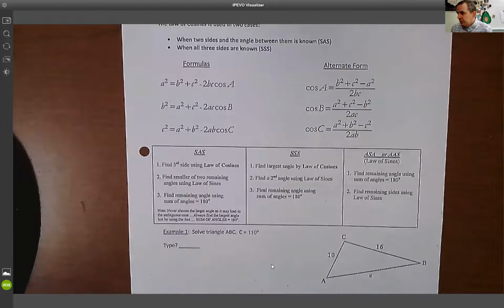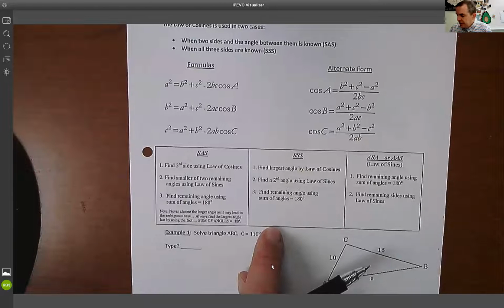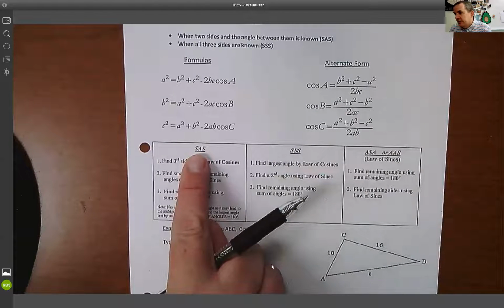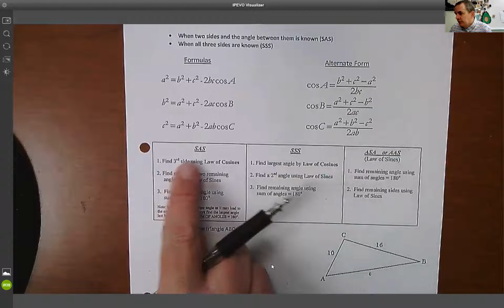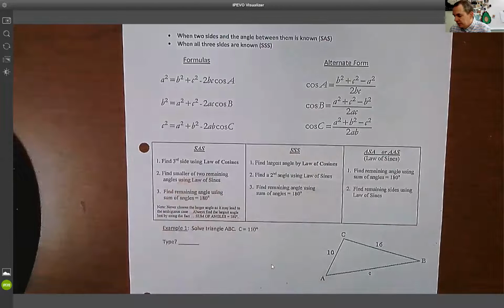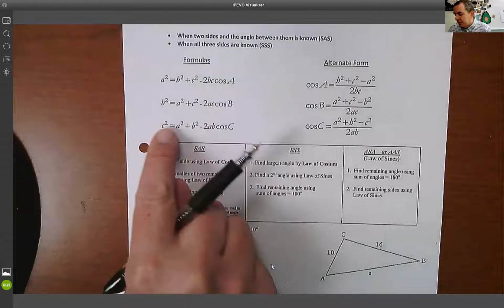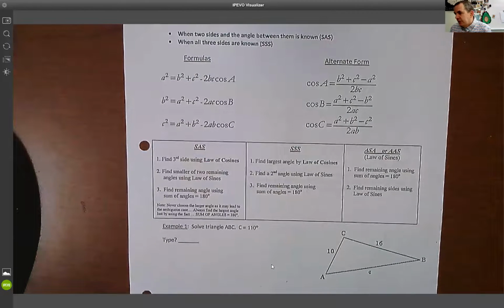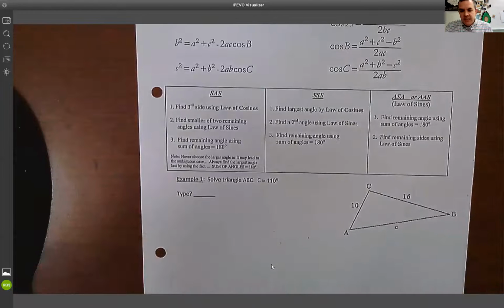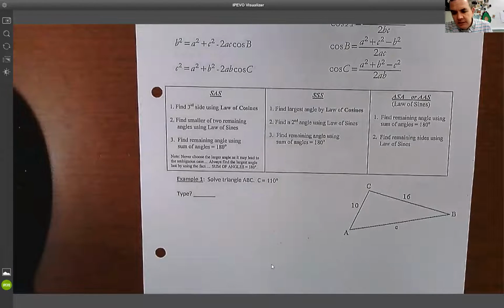Now, the rules are going to be different depending upon what we're given. If we're given side, angle, side, so two sides and an angle, we're going to find the third side using the law of cosines. We pick whichever side we're missing and do that. Let's take a look at this first one, because it's an example of a side angle side.